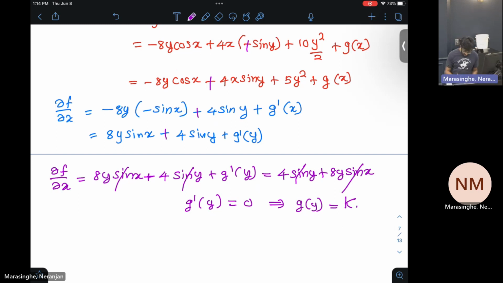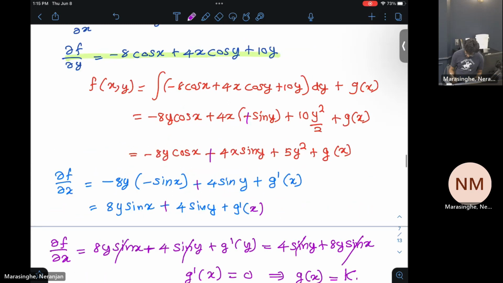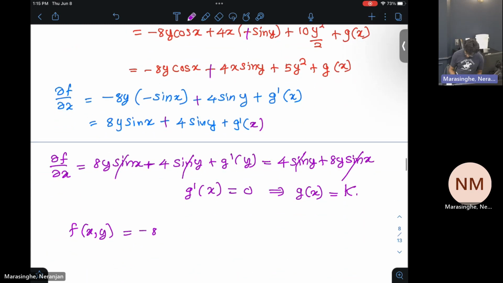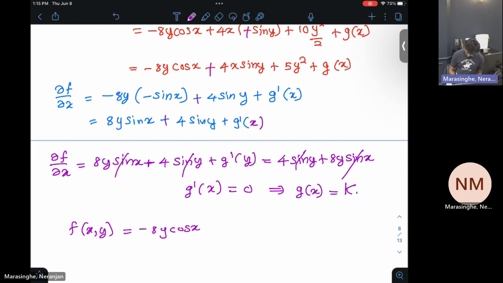It should be g'(x), right? Sorry. g(x) is a constant function. So now I can write down my final solution. It's going to be f(x,y) equals negative 8y cosine x plus 4x sine y plus 5y² plus g(x), that is equal to k, is equal to c.